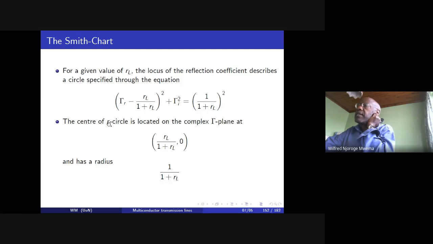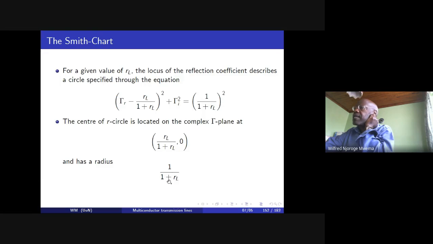So the center of the R circle, as this will be called, will be located on the complex gamma plane, where we are plotting imaginary gamma against real gamma, and it will be centered at the point RL over 1 plus RL, 0. It will always be along the real axis, displaced by the value RL over 1 plus RL, and its radius will be 1 over 1 plus RL for each RL that you use.